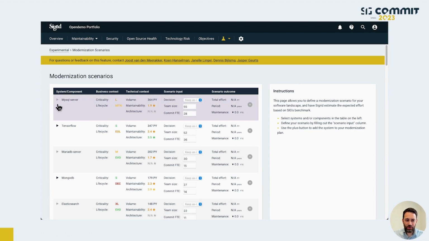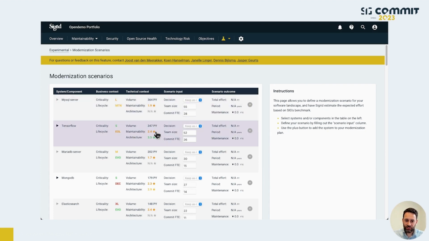We can toggle open a system, and then we see the components that make up that system. There's some information here to provide context. On the one hand, we see business context, where we can look at the criticality and the life cycle of a system, and we also see technical context, showing how large the system is in person years, what the maintainability score is, and how the architecture scores. Now we get into the exciting new stuff: scenario input and scenario outcome.